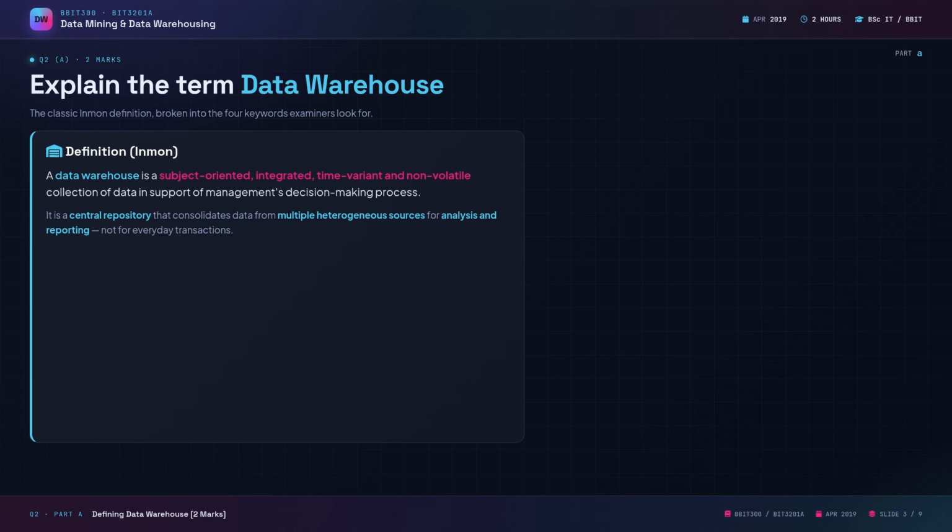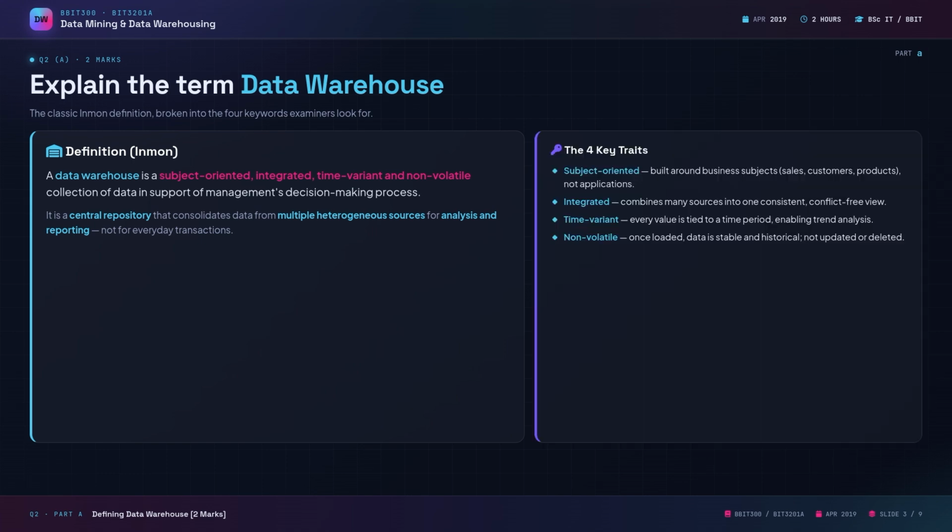In simpler terms, it's a central repository that consolidates data from multiple heterogeneous sources for analysis and reporting, not for everyday transactions. 4 keywords carry the marks here. Subject-oriented means it's built around business subjects like sales, customers, and products, rather than around individual applications. Integrated means it combines many sources into one consistent, conflict-free view.